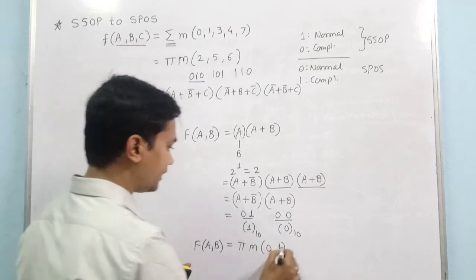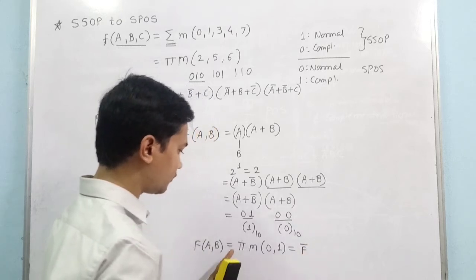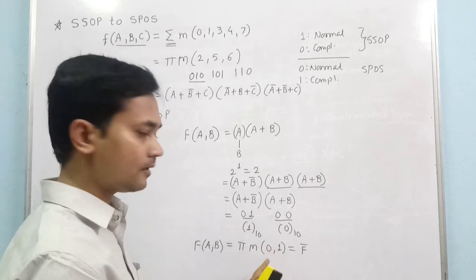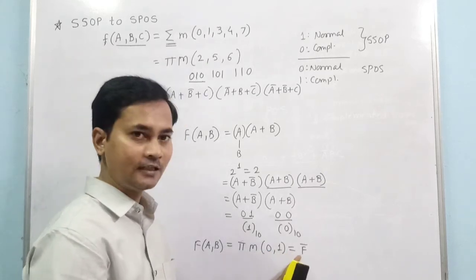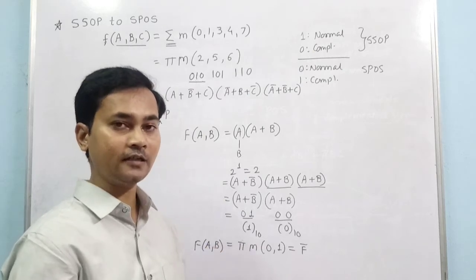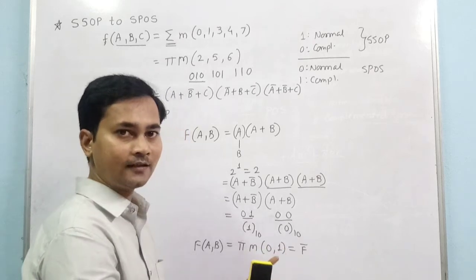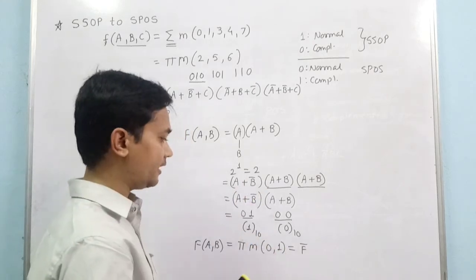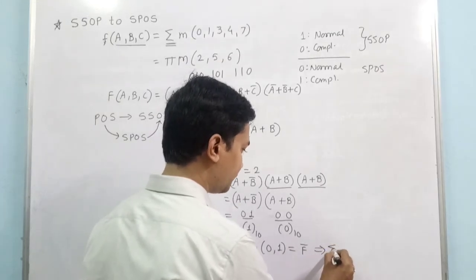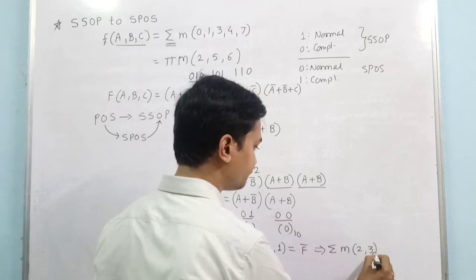Now we have to convert it into standard complement of function. Complement of this function is what? Standard SOP. Okay, so which terms should be taken here to convert it into standard SOP? Obviously the missing terms should be taken to convert it into standard SOP. So 0 1 is already there, we have to take the 2 and 3 to convert it into standard SOP. So we will take here sum of small m 2 comma 3.